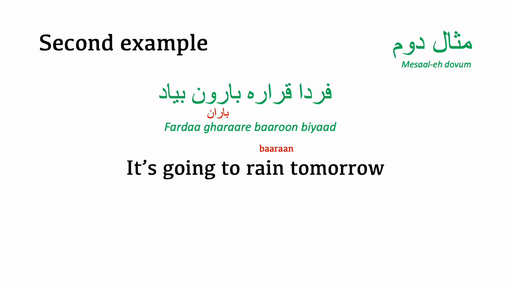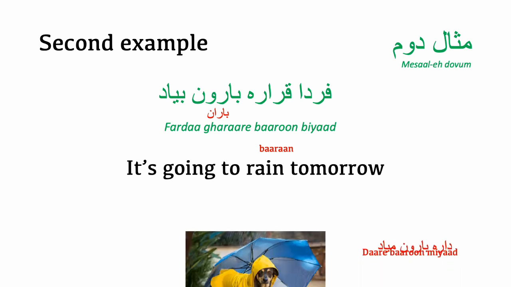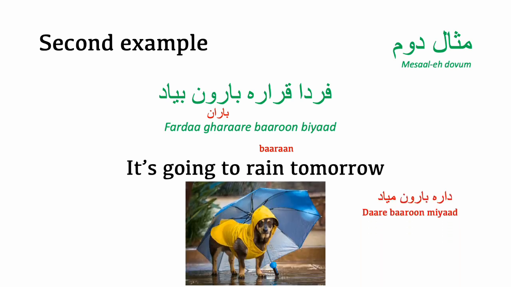To say that it is raining, as in raining right now, we say داره بارون میاد. The داره tells us that it's happening right now. داره بارون میاد literally means rain is coming. To say that it's going to rain, we say قرار بارون بیاد.